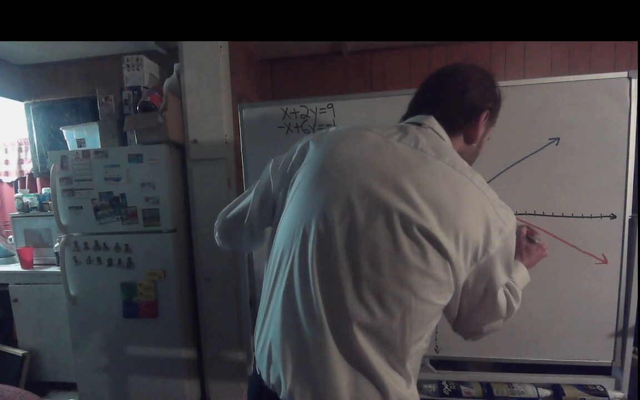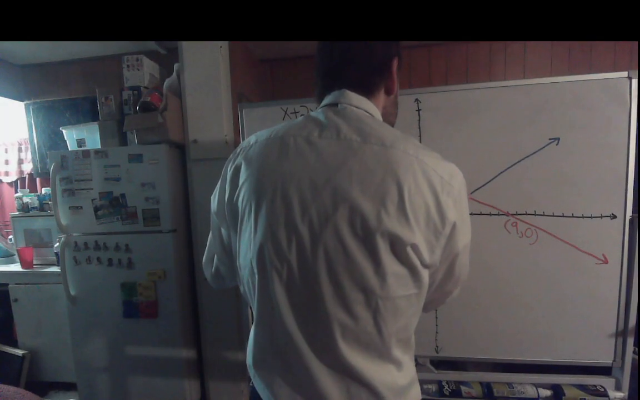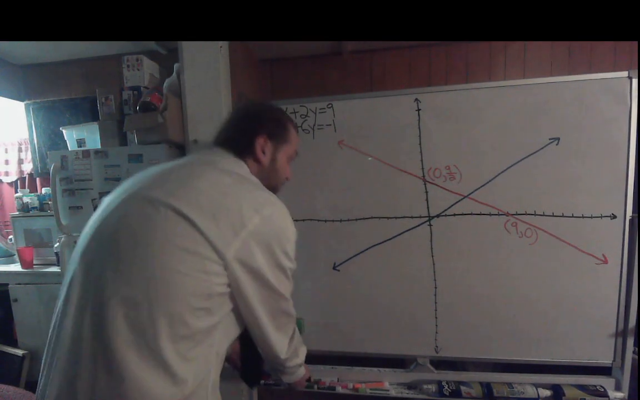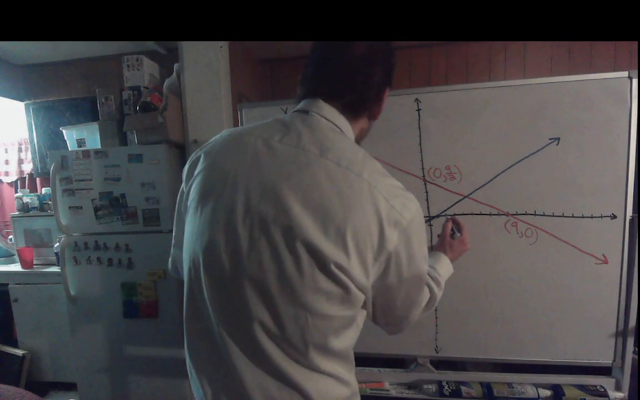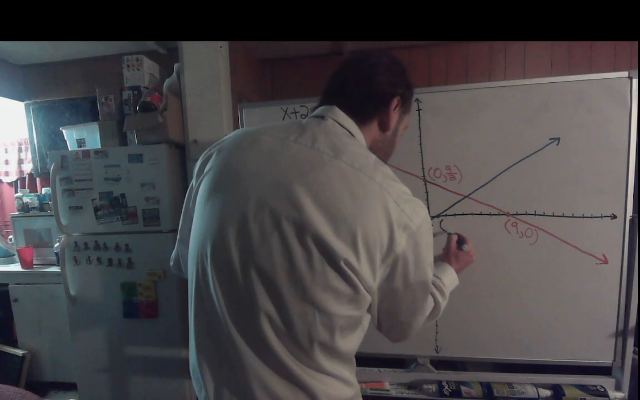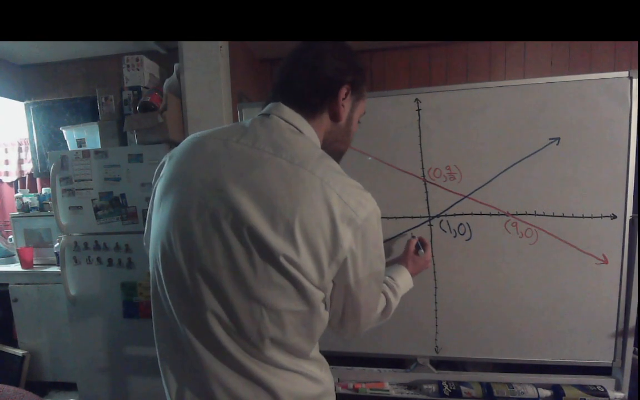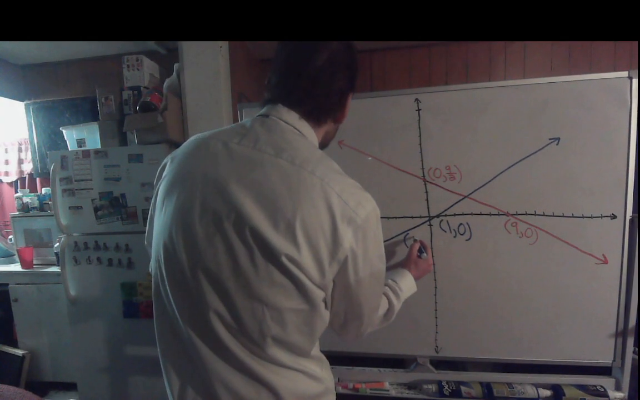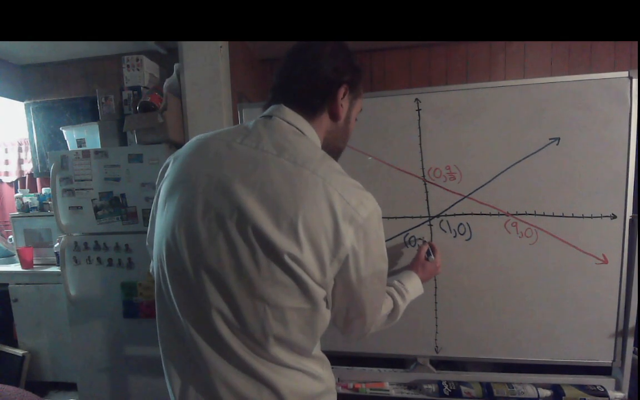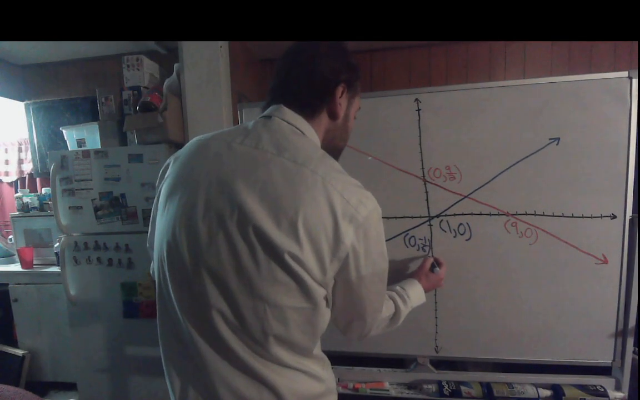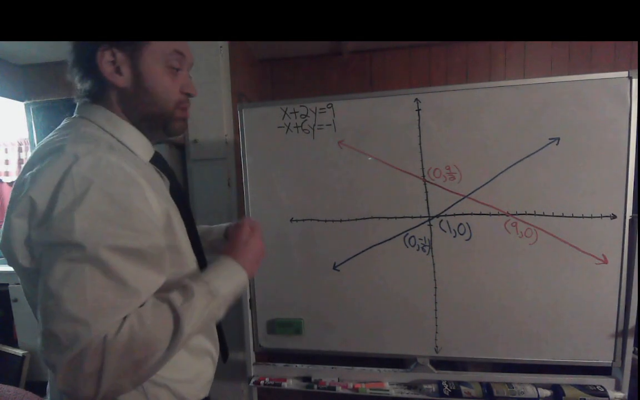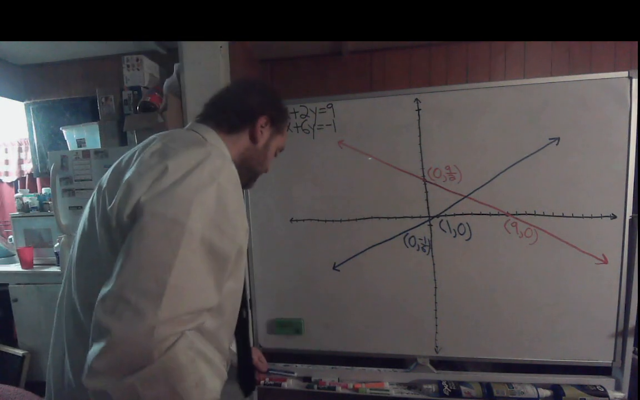So 9, 0 for the x-intercept. 0, 9 halves for the y-intercept on the red line. Let's label the blue line. So you'll end up having, of course, 1, 0 for your x-intercept. You'll end up having 0, negative 1/6 for the y-intercept. So we've labeled all our intercepts on the lines.